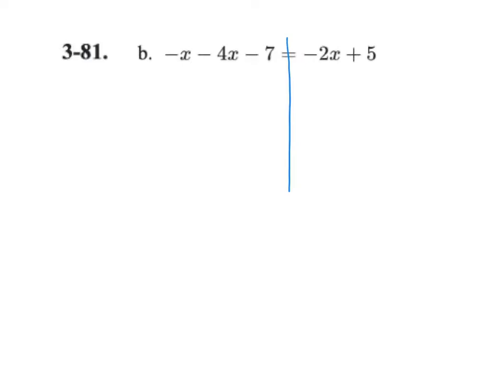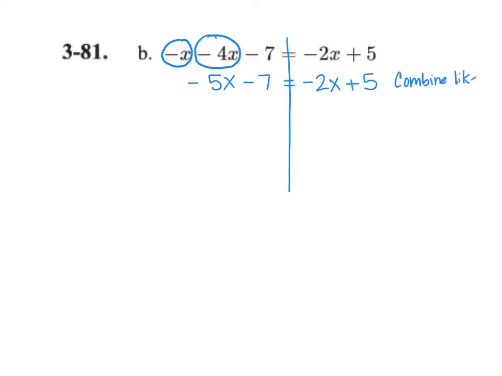All right, to solve this equation, I'm going to look at the left side of my equation. Here I have 1 negative x tile, and here I have 4 negative x tiles. Together then, I have 5 negative x tiles. I also have 7 negative unit tiles. On the right-hand side, I just have 2 negative x tiles and 5 positive unit tiles. What I did here, again, was combine my like terms, or combined my like tiles.